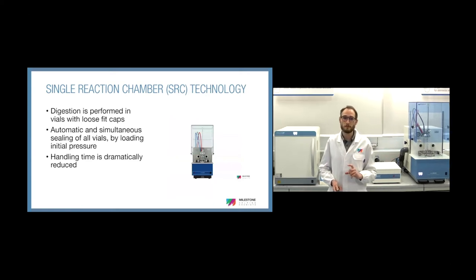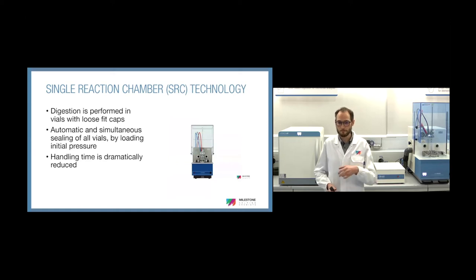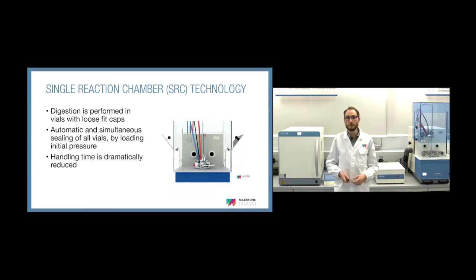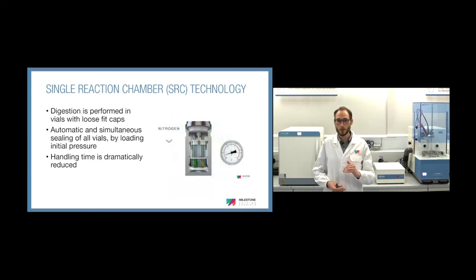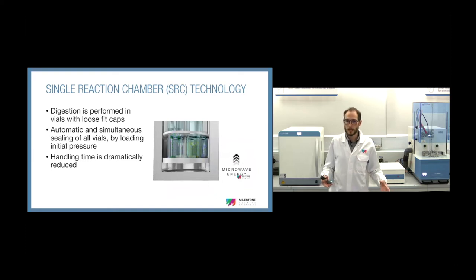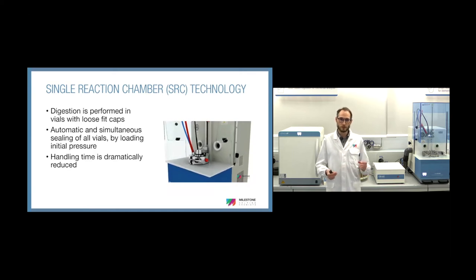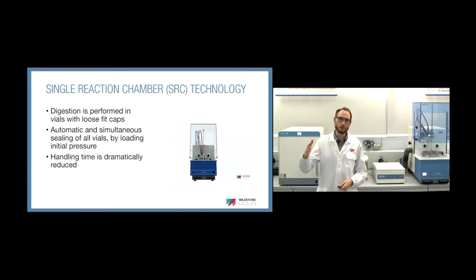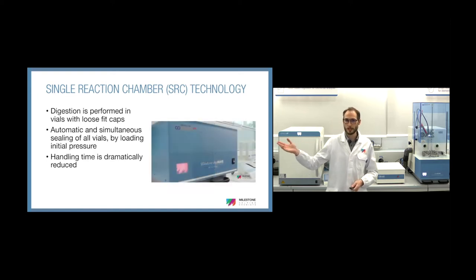So you just weigh the sample into the test tube, add the reagents, the inorganic acids you need to complete the digestion, and then you introduce the vials into the reactor. When the unit is closed, you introduce nitrogen gas, and the nitrogen gas pressure closes the vials, and then you start the microwave program. After the microwave program, the samples are completely dissolved into the liquid phase, and then you can open the reactor, and you have your final solutions ready for the dilution and analysis with the ICP system.